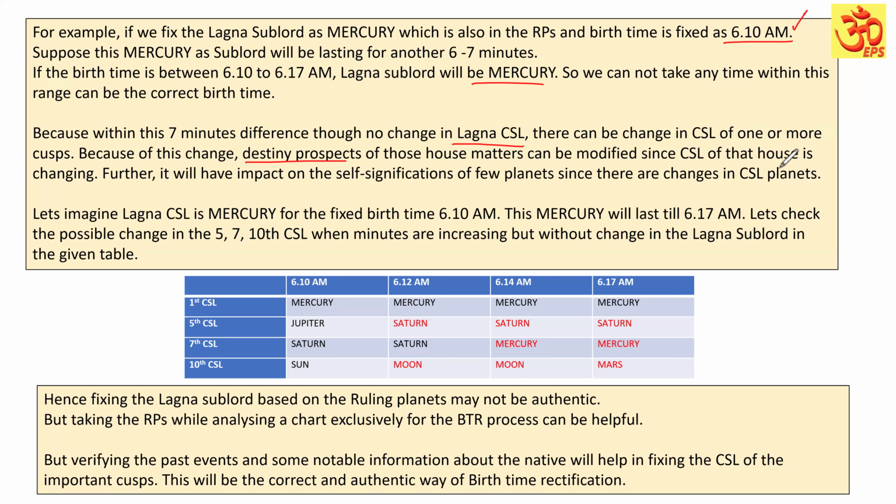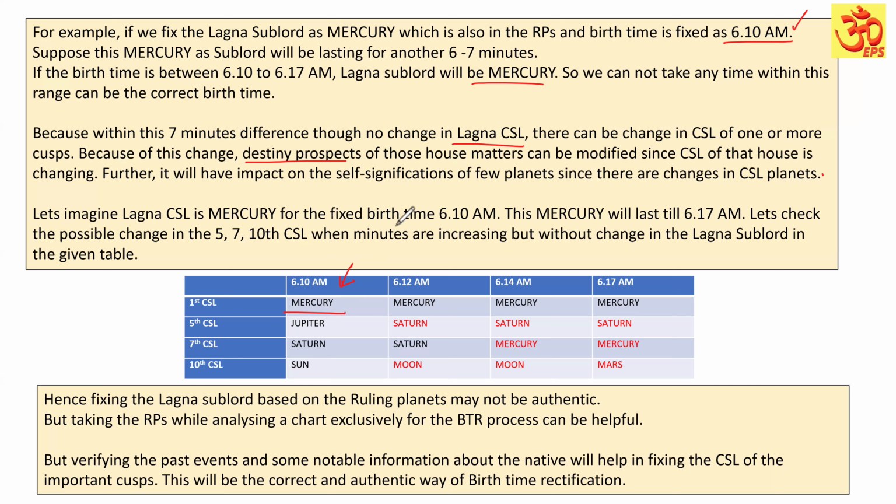Since the cuspal sublord of that house is changing, further it will have an impact on the significations of a few planets, since there are changes in the cuspal sublord planets as discussed. It means, for example, imagine the Lagna sublord is Mercury for the birth time 6:10 a.m. Now you can see the table here below. For 6:10 a.m., the first cuspal sublord is Mercury, right? The Mercury will last till 6:17 a.m.